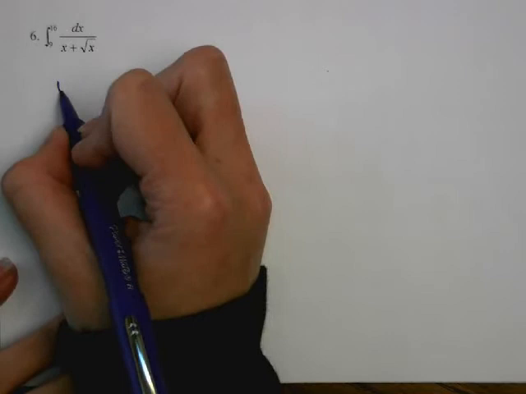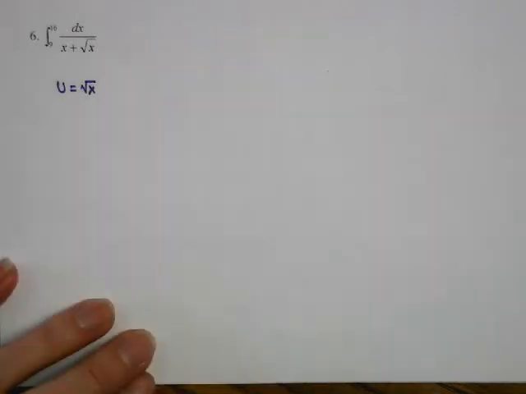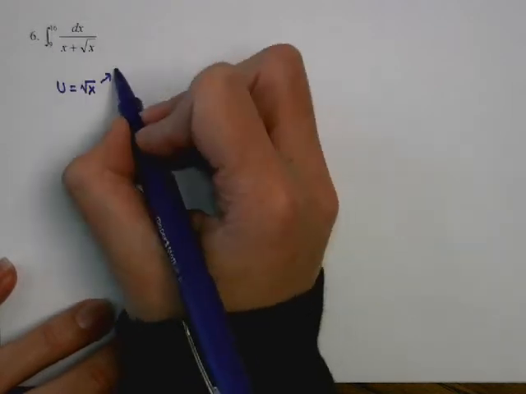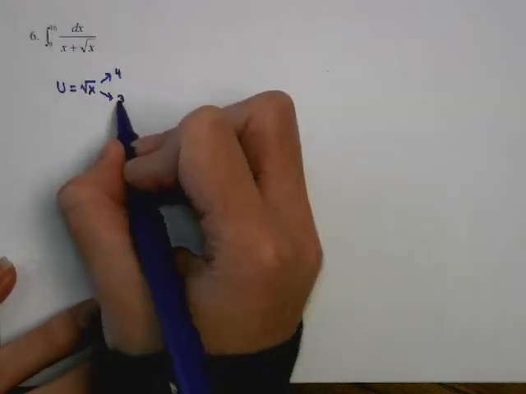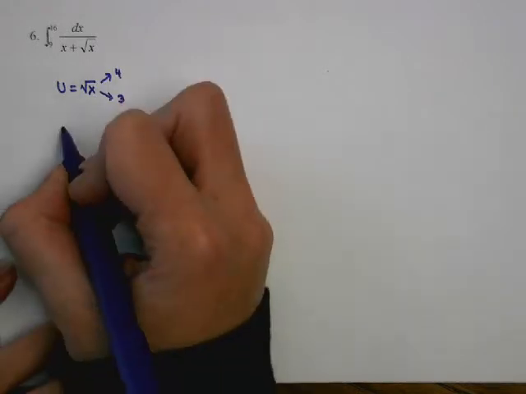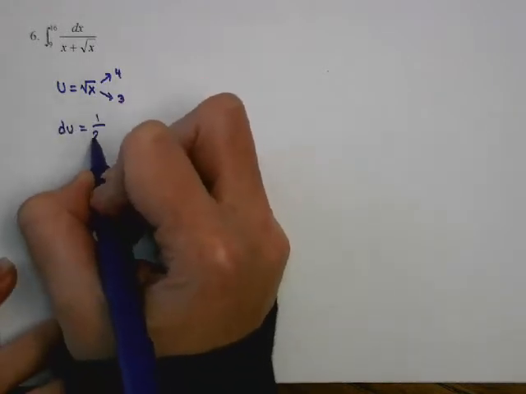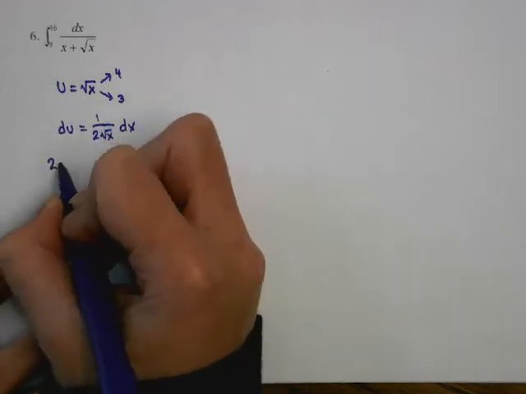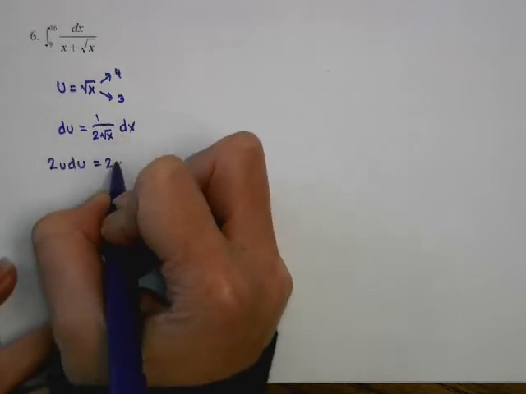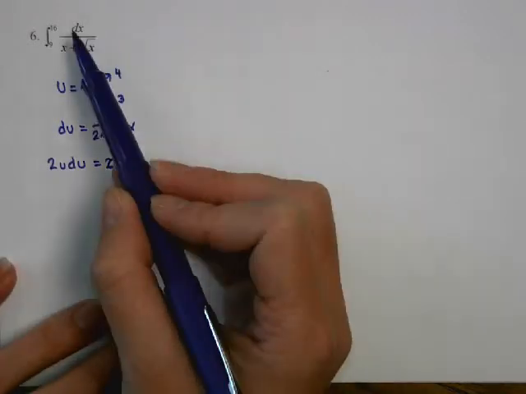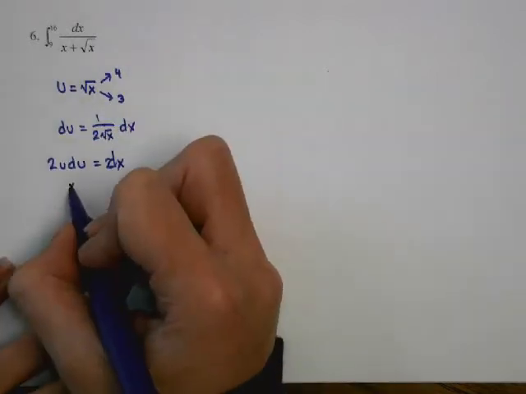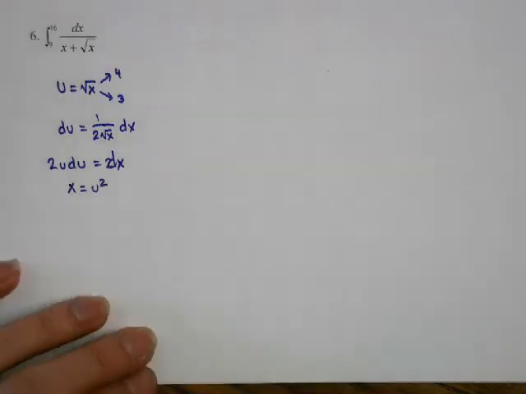Next we have a definite integral. I'm going to again let u equal the square root of x. This one's a definite integral, so I'm going to change the bounds. Square root of 16 is 4. Square root of 9 is 3. Du is going to be 1 over 2 root x. And again, I'm going to multiply that right over. So 2u du equals dx. That's that. That's that. This x is going to equal u squared.